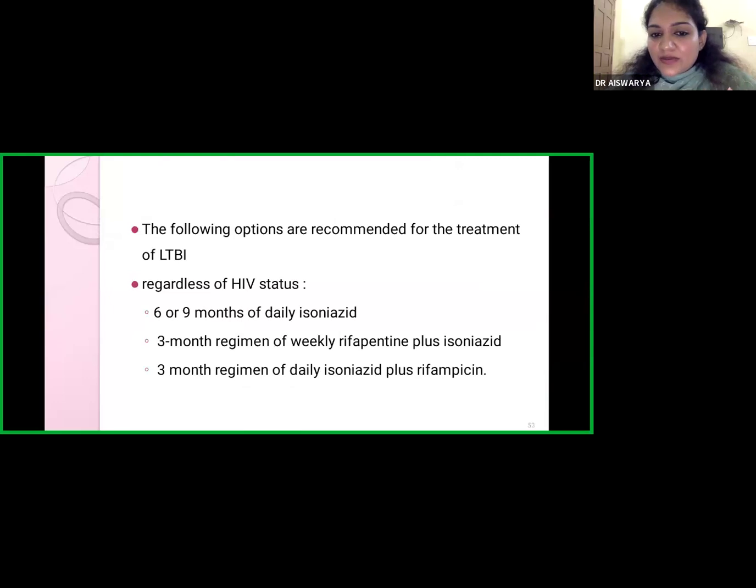So there are 3 regimens available for treating latent TB. First is 6 or 9 months of daily isoniazid. Second is 3 months of weekly rifapentine plus isoniazid. That is called 3HP. Lastly, 3 months of daily rifampicin plus isoniazid, 3HR. So 3HR is usually given especially for children or household contacts. If they are positive for IGRA, we give 3 months of H and R as TB preventive therapy.